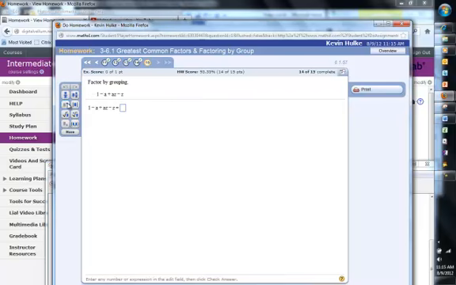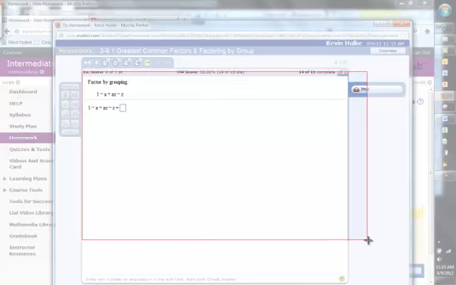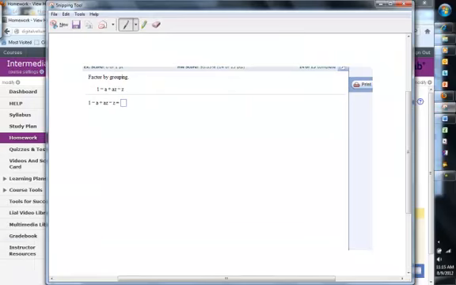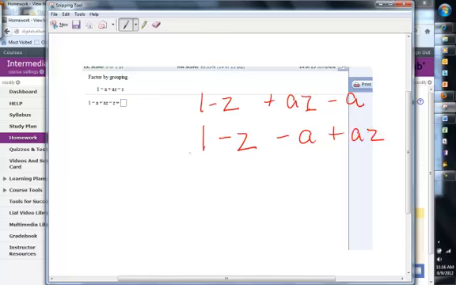Last one. Another one that we have to rearrange. 1 minus z plus az minus a. Now let's switch these two around too. So it's 1 minus z minus a plus az. That'll work.